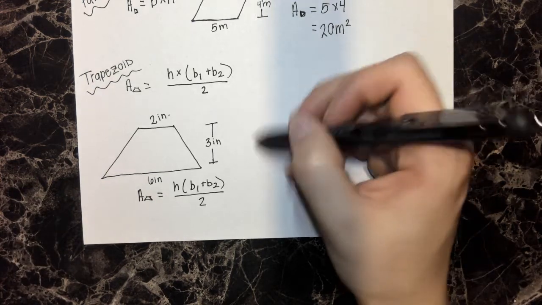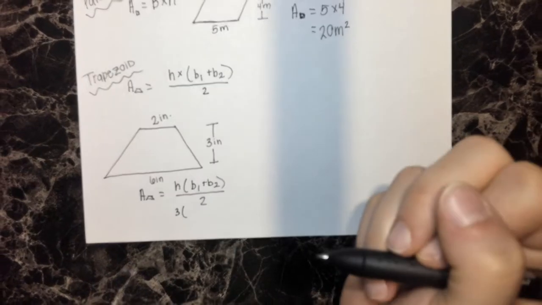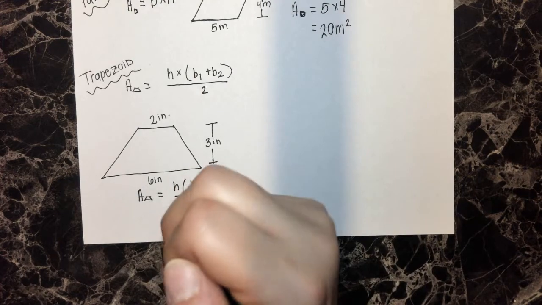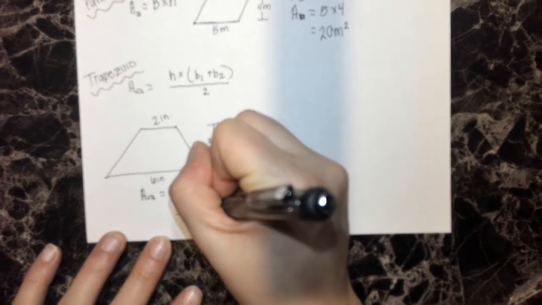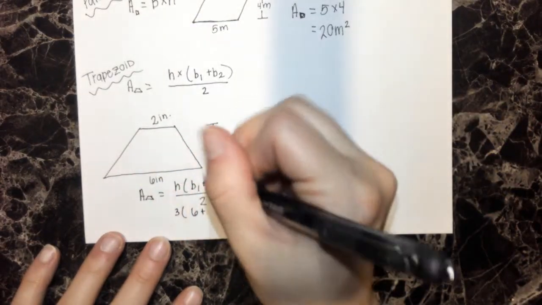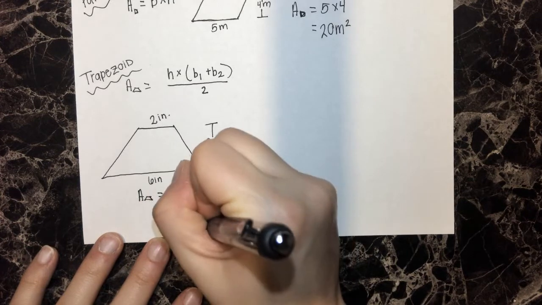The height would be how high is the shape. It would be 3. Base 1, doesn't matter if you have 2 or 6 first, as long as you have both of them in there somewhere. I'm going to use the longer one, so I'm going to put 6. My base 2, I'm going to use my other one, which is 2. If you have 2 first, it's still going to work. And then you're going to divide it by 2.